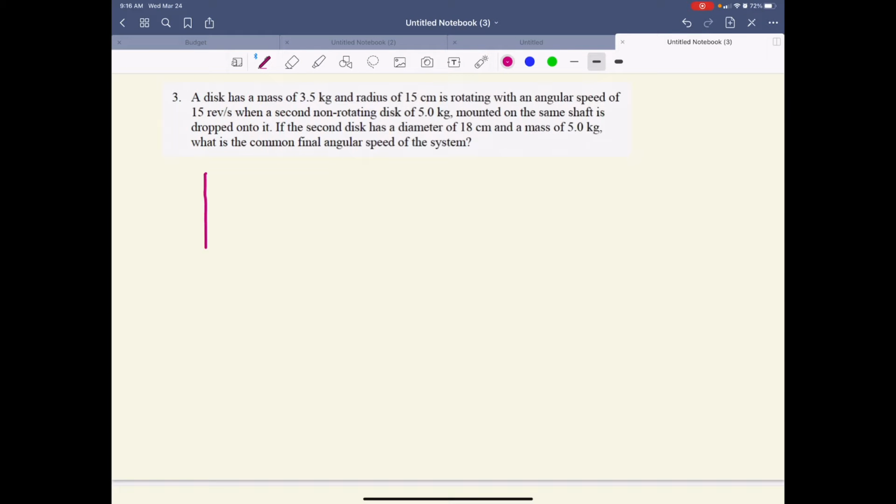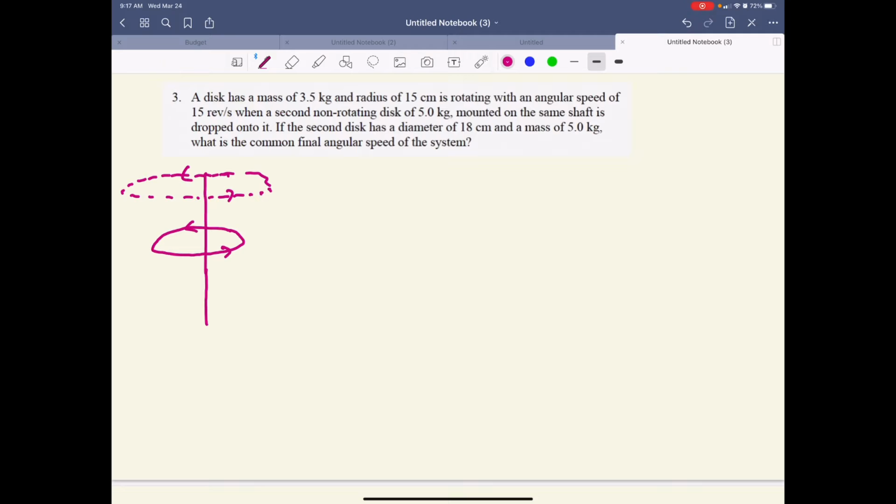Okay, so we have a disk rotating around a central shaft like this. And then we're going to drop another one, even a little bit bigger, down on top of it, right? And they're going to spin together.